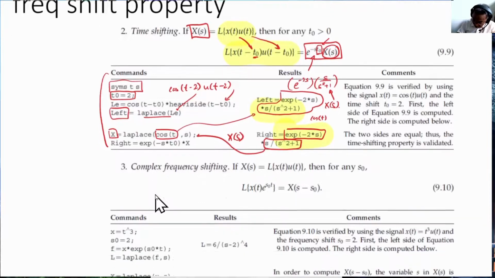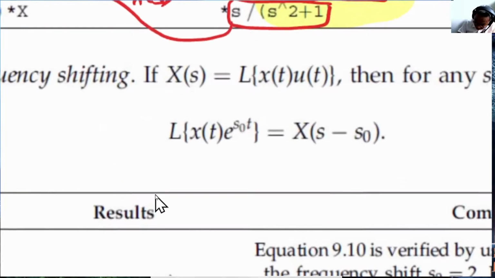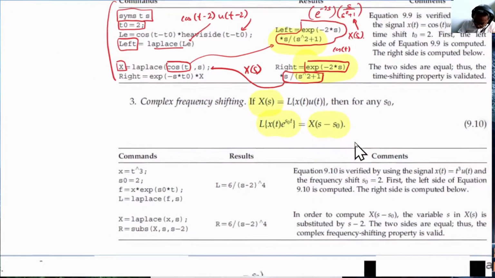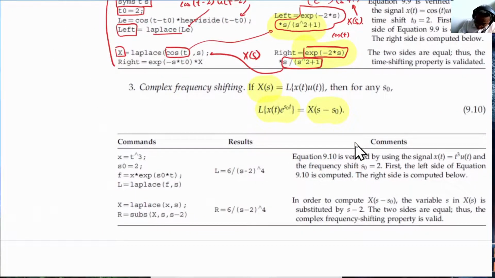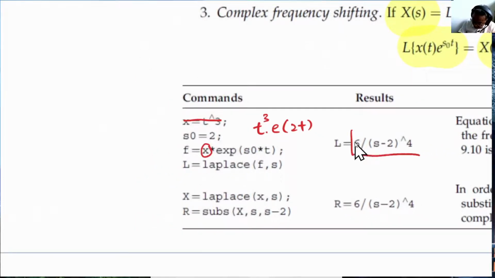Alright. You can also try the complex shifting. In the complex shifting, the property is this: when the signal is multiplied by e to the s naught t, then all the s inside X of s originally will be subtracted by s naught. So what happened? Well, let's try the expression x equals t cubed, and we are going to multiply x of t, so t cubed multiplied by e to the 2t. And the answer is, this is the answer.